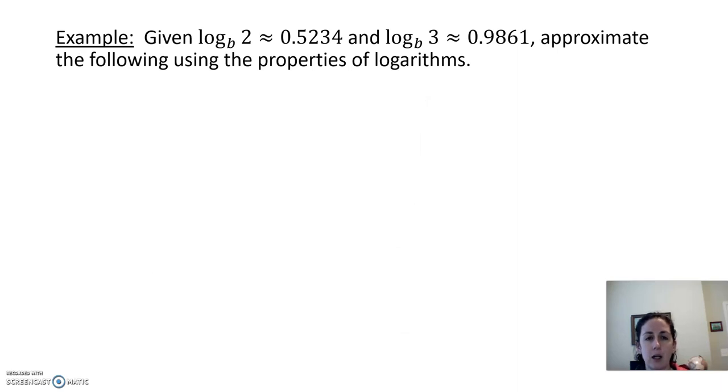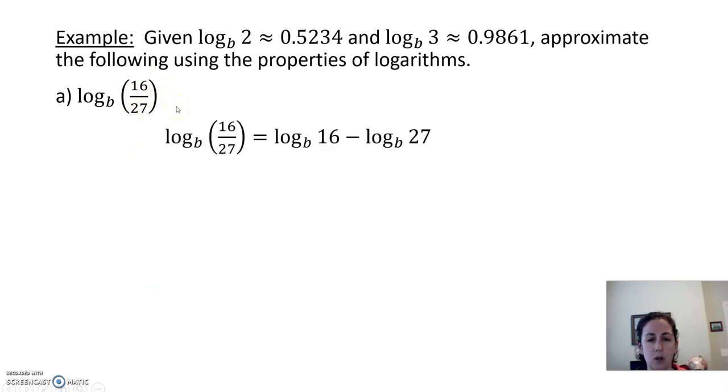All right, given that log base b of 2 is about 0.5234 and that log base b of 3 is about 0.9861, let's approximate the following. So let's do log base b of 16 over 27. So we're going to have to put this in terms of log base b of 2 and log base b of 3. Using our properties of logarithms, we're taking the logarithm of two things being divided. I can break that up into the logarithm of the numerator minus the logarithm of the denominator.